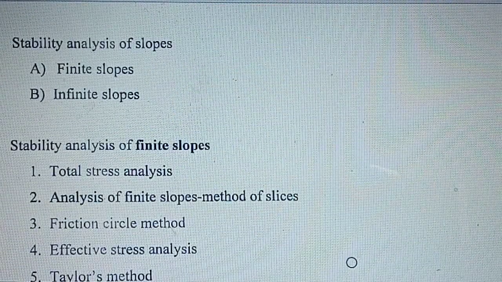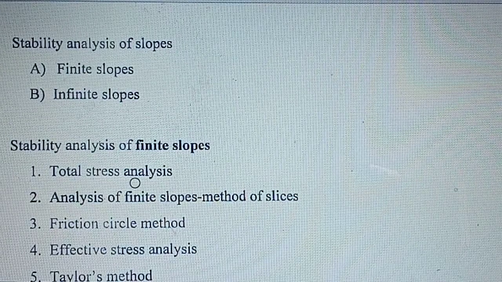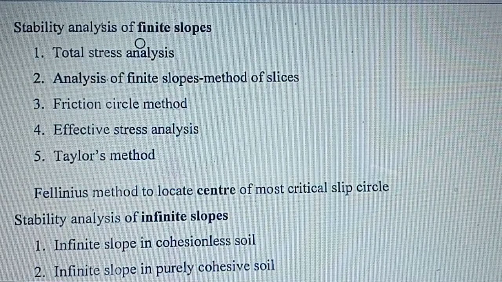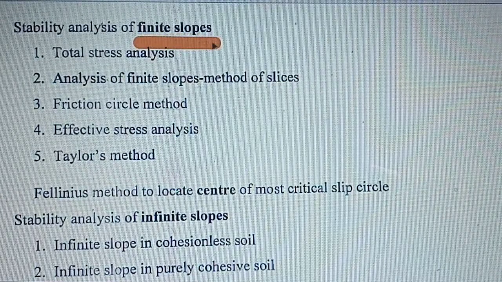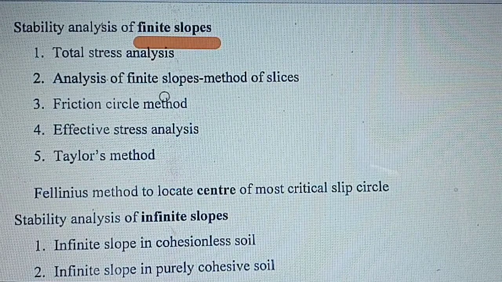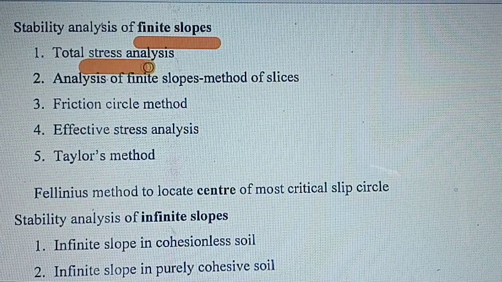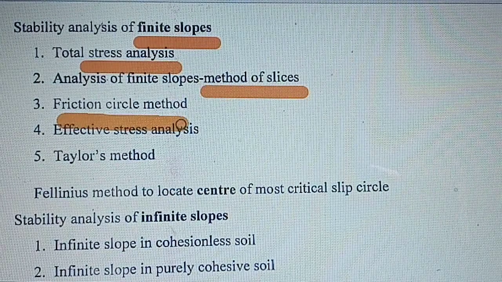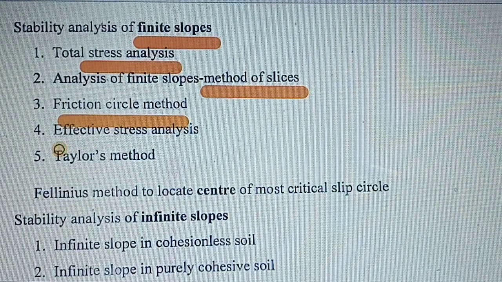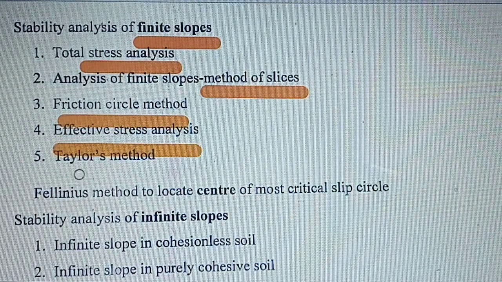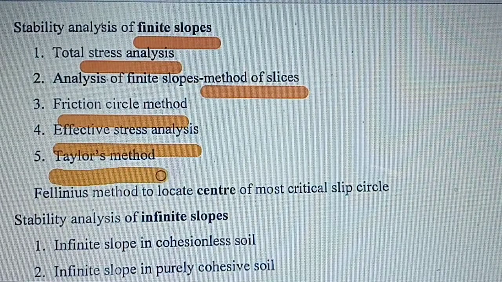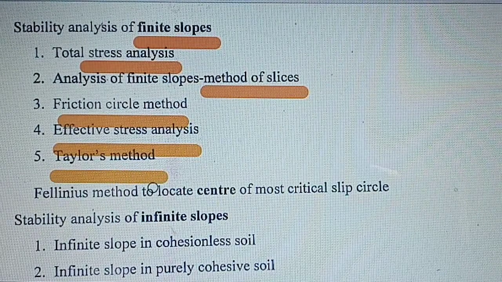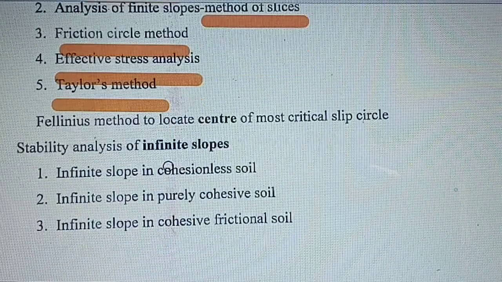The stability of slope may be determined by different methods, and these may be further classified on the basis of type of slope. First, stability analysis of finite slope. There are different methods: total stress analysis, method of slices, friction circle method, effective stress analysis, and also by Taylor's method, that is stability chart or stability number.